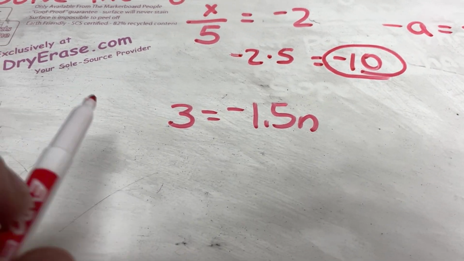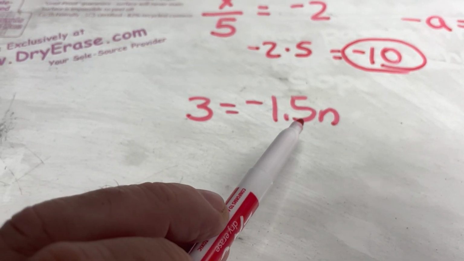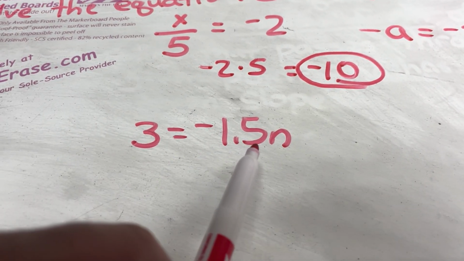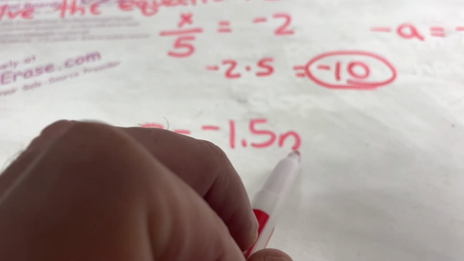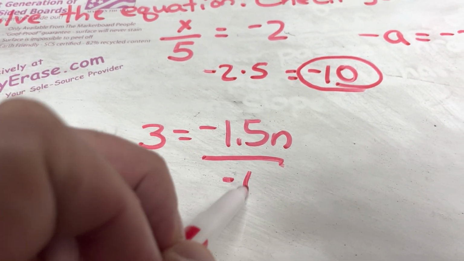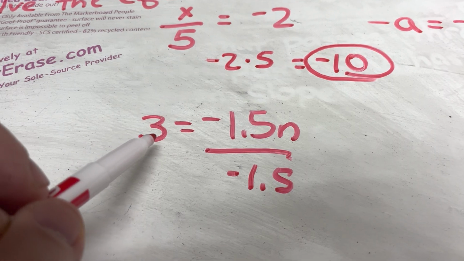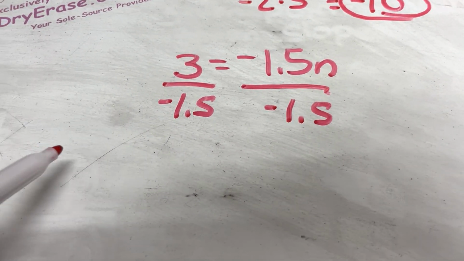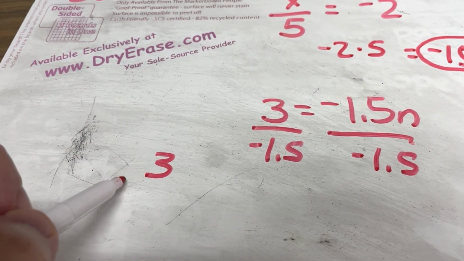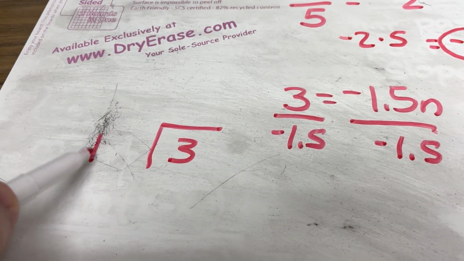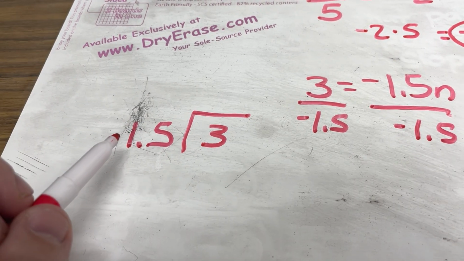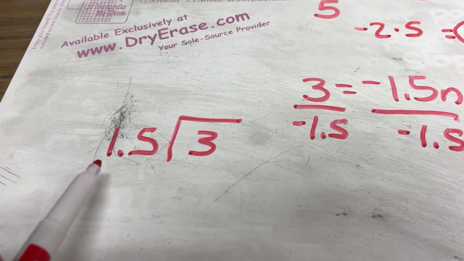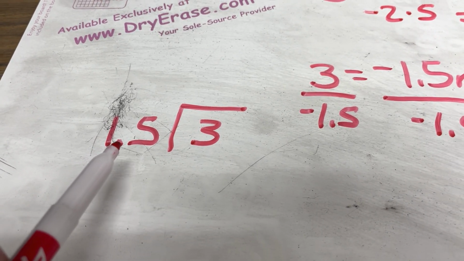Now here in this one, 3 equals -1.5n. To solve a multiplication equation, we always divide. So I would be dividing to isolate the n, I would divide by -1.5. So I'm basically taking 3 and dividing it by 1.5. Since this is positive and this is negative, I know I'm going to have a negative answer, okay? But I'll deal with that later.